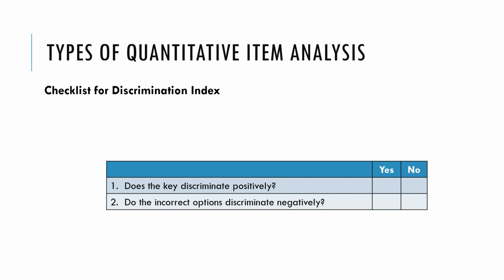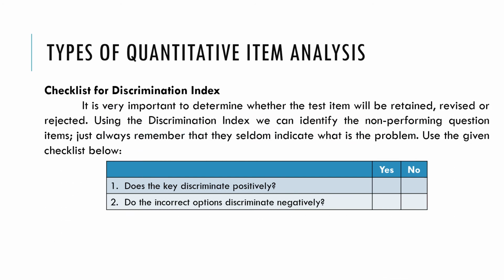Okay. Checklist for discrimination index. This could actually help you. It is very important to determine whether the test item will be retained, revised, or rejected, because again, one of the purposes of your item analysis is to improve your test. That is why for us to improve our tests, we really have to identify the test that should be retained, revised, or rejected. Using the discrimination index, we can identify the non-performing question items.